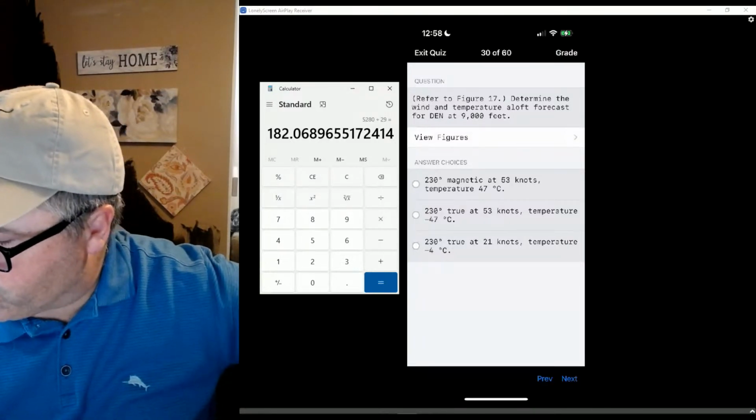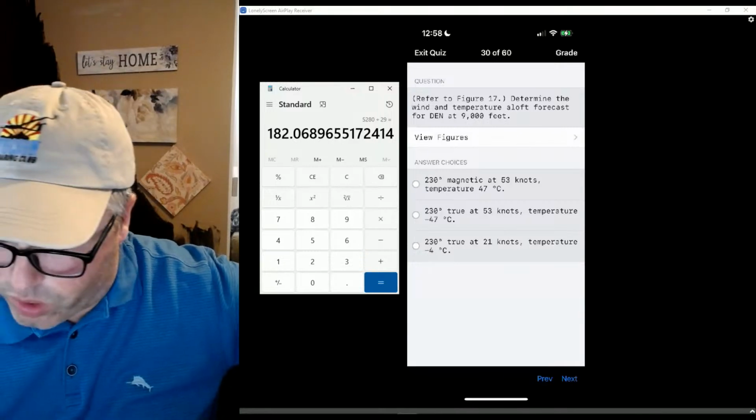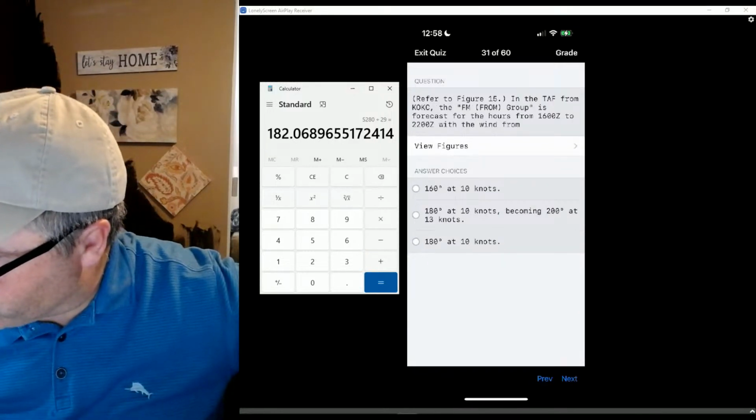Okay. Last one, 230 degrees true, 21 knots, temperature -4 degrees C. That's exactly what we were saying when we looked at the chart.